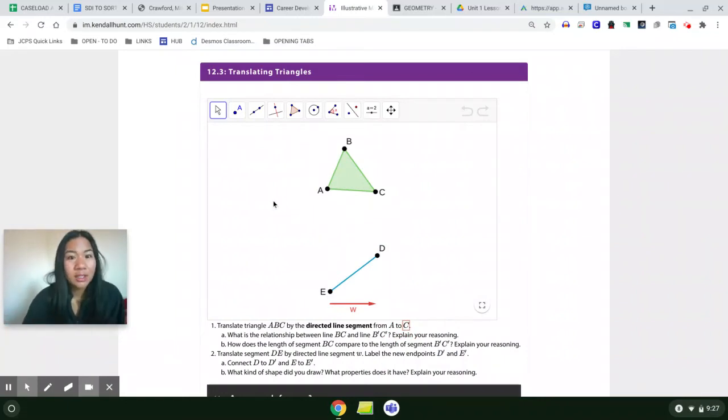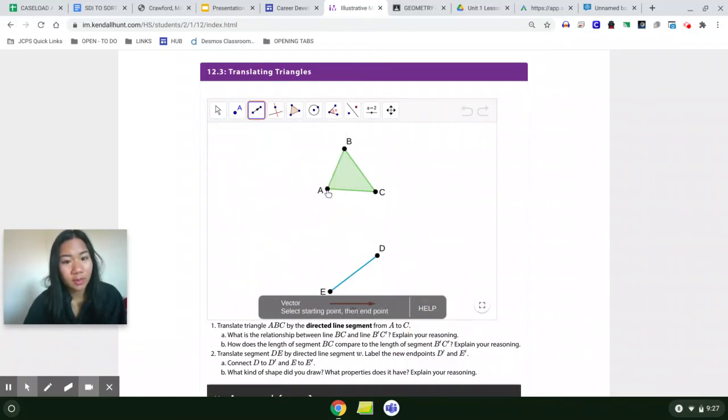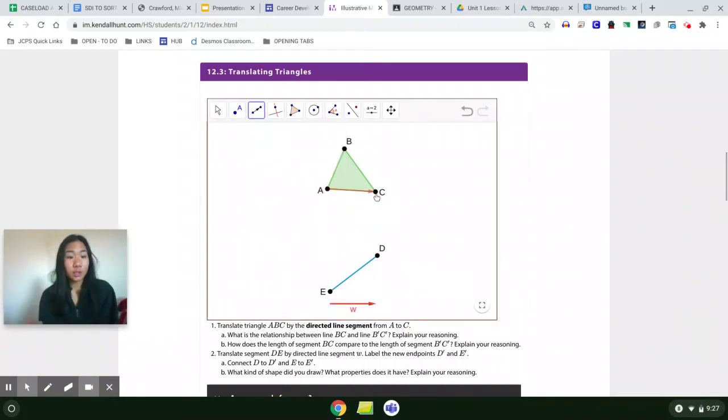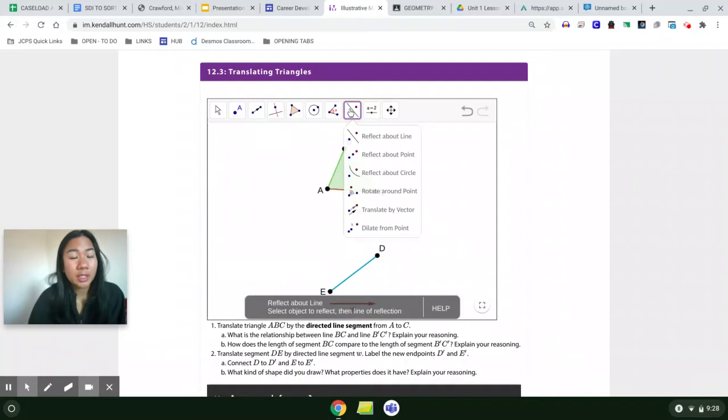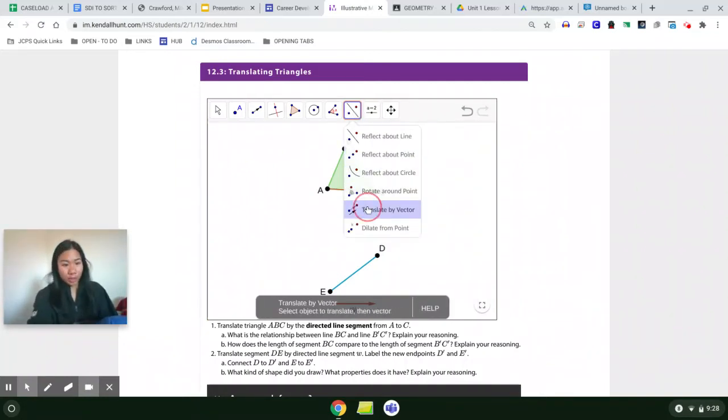We don't have that. So obviously there are no vector tools that we see that we can create, but if you click the line tool, you can create a vector. And we're creating a vector from A to C. So let's do that first, okay? Once we create the line segment or the vector, we can now translate the triangle. Once again, we don't see the translate tool, but this is the reflection tool. What this actually is, is a transformation tool, because you're going to see it has rotate and reflect and what we want, which is translate.